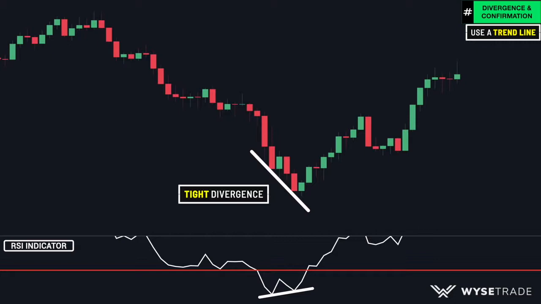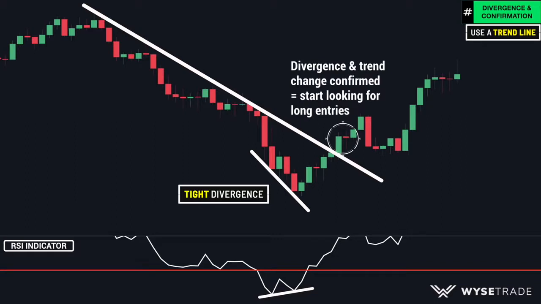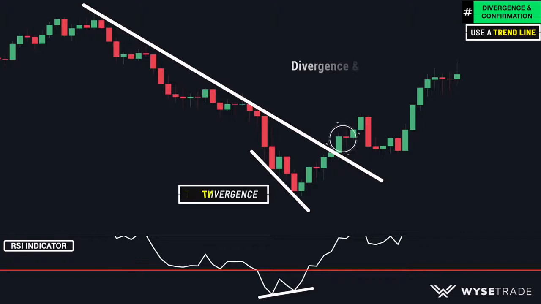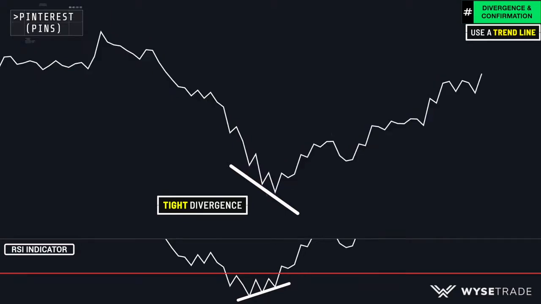After this divergence was identified, we put a trend line over the immediate trend, and once price broke through is when the divergence is confirmed, which presented possible long trade opportunities. So this works the same with stocks. Here's the Pinterest stock, clear moving downtrend. You then spotted your tight divergence. Let's again switch to the line chart to show this more clearly.